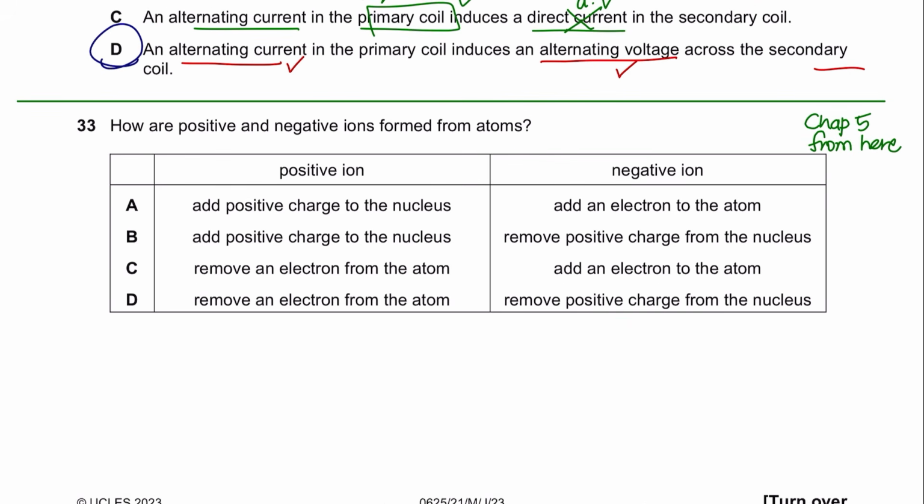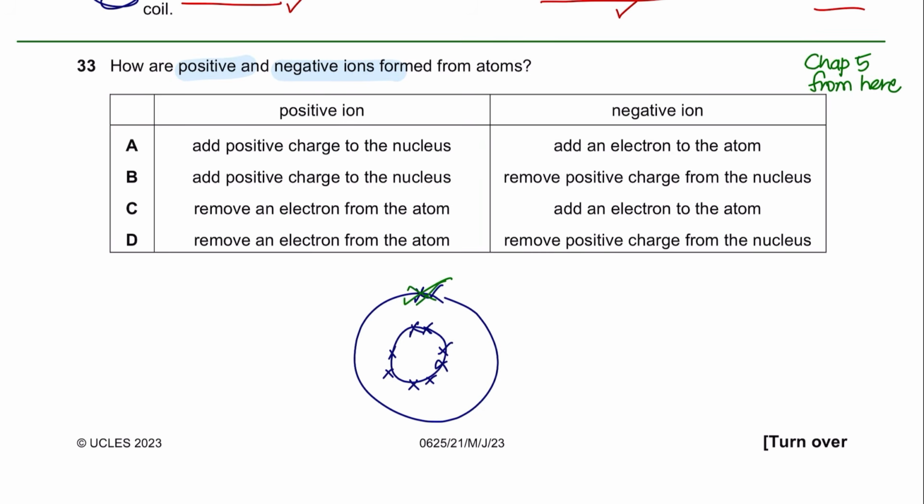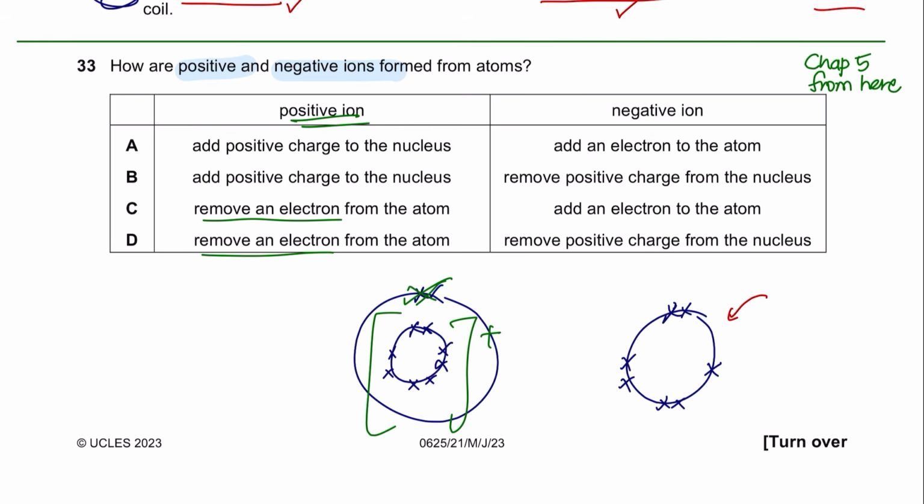Question 33. How are positive and negative ions formed from atoms? When an atom donates the electron, it becomes positively charged. So a positive ion means that the electron has been donated. And when an atom accepts an electron, it is considered to be negatively charged. So a negative ion means that it has gained an electron. So the answer is C.